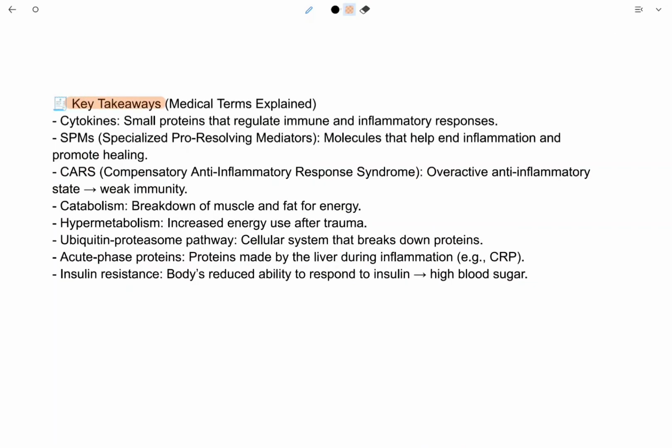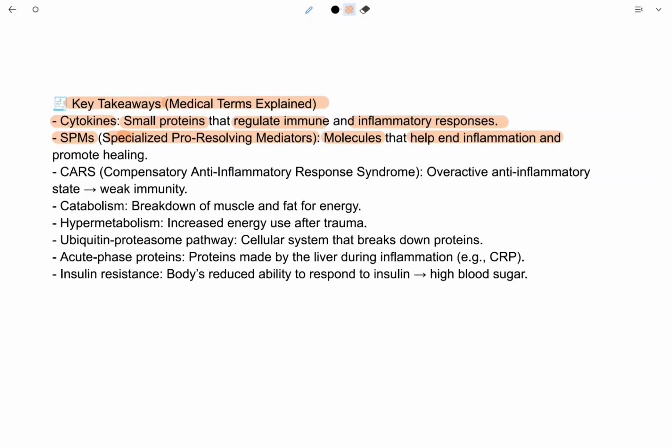Now we will discuss key takeaways and medical terms. We will explain the medical terms used. Cytokines are small proteins that regulate immune and inflammatory responses. SPMs are specialized pro-resolving mediators. These are molecules that help end inflammation.